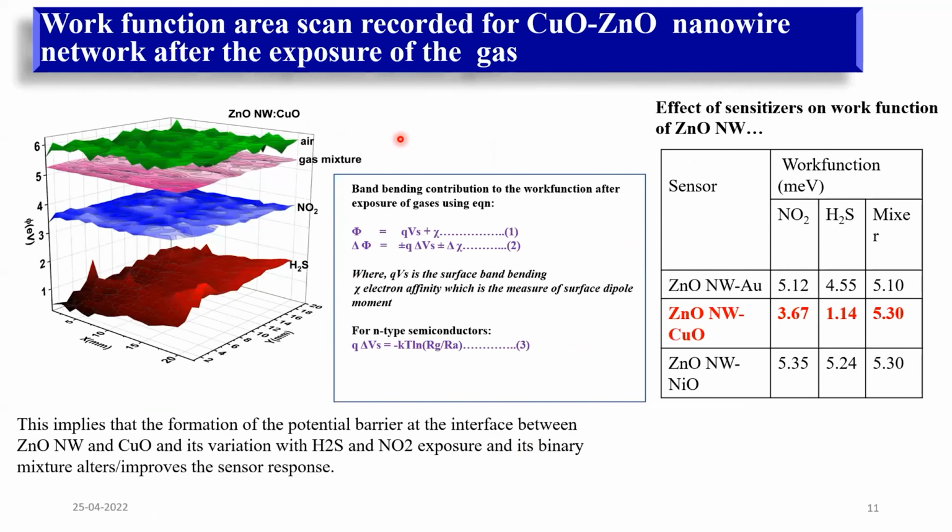And this figure shows the change in work function of zinc oxide nanowire surface modified with the sensitizers after exposure to gases. Here we have taken 20 ppm of NO2, H2S and their mixture. And you can see that there is a change in work function of these sensors after exposure to these gases. Actually, this implies the formation of a potential barrier at the interface between zinc oxide nanowire and copper oxide, and its variation with the H2S and NO2 exposure and their binary mixture alters or improves the sensor response.